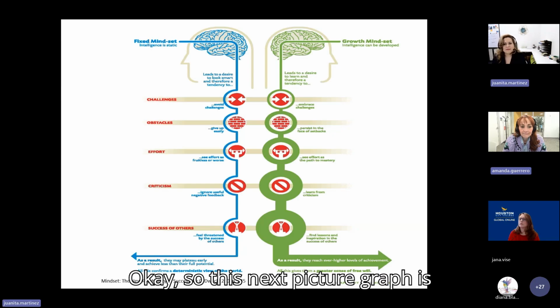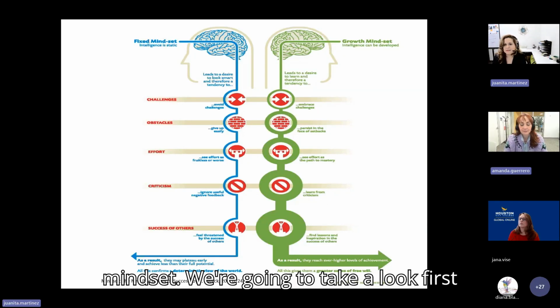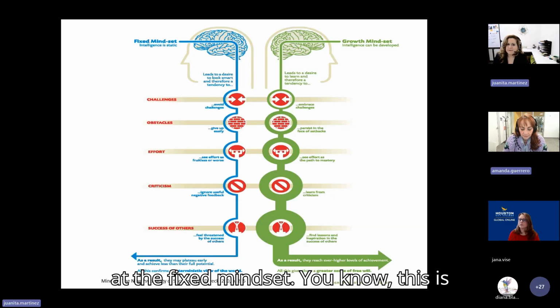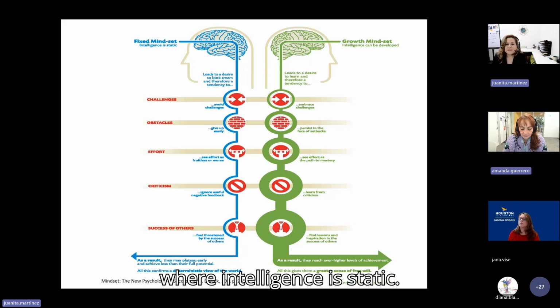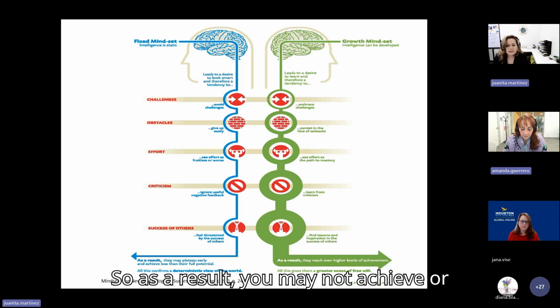Okay, so this next pictograph is just to go over the same thing about a fixed mindset and a growth mindset. We're going to take a look first at the fixed mindset. This is where intelligence is static. It leads to a desire to look smart and therefore a tendency to avoid challenges, give up easily on obstacles, see effort as fruitless or worse, ignore useful negative feedback, and feel threatened by the success of others. So as a result, you may not achieve your full potential.